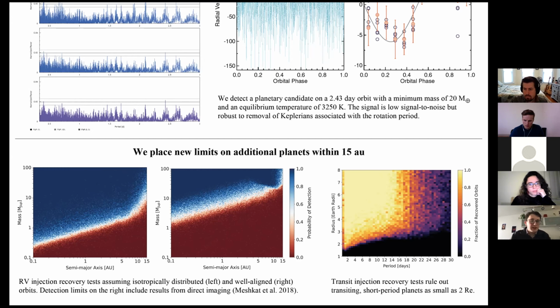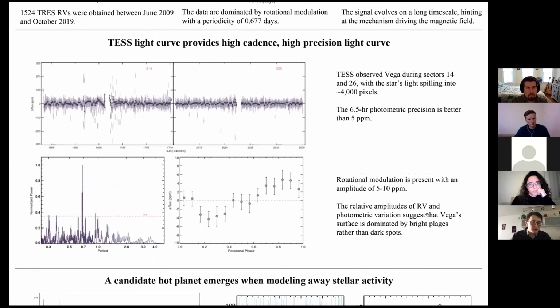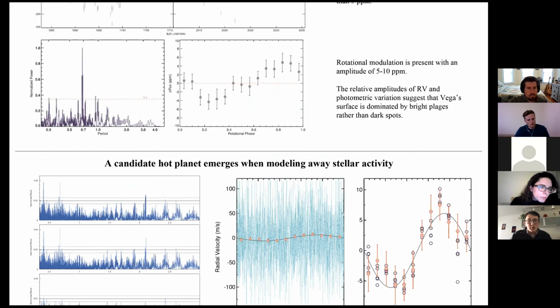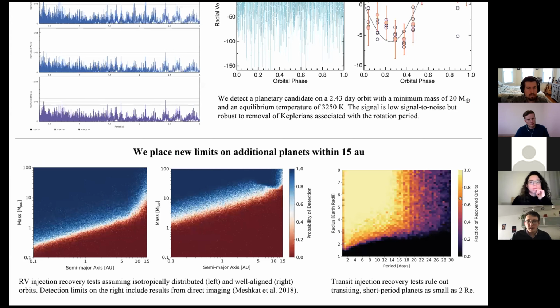But we know that any planet larger than 2 Earth radii would have a transit depth of about 50 parts per million or greater. And if we take a quick look back at our light curve, it's pretty clear that we probably would be able to see a transit depth of 50 parts per million simply because it's so quiet. So realistically, these limits are more conservative.